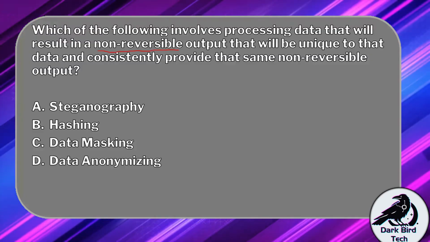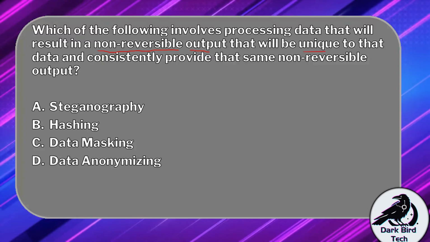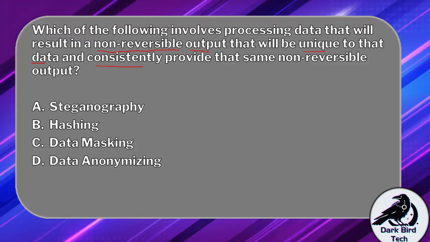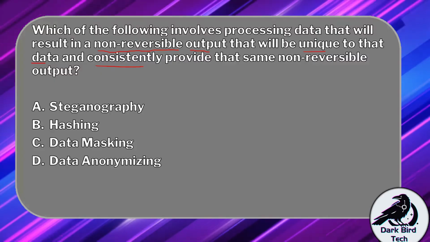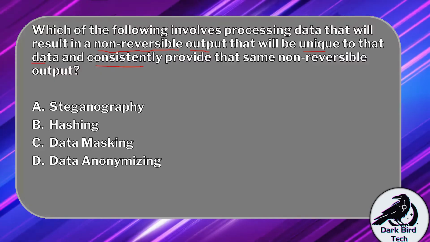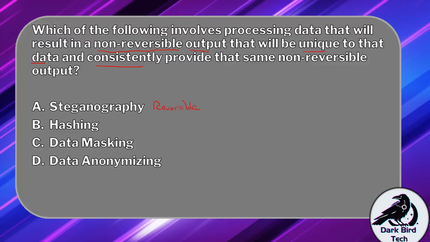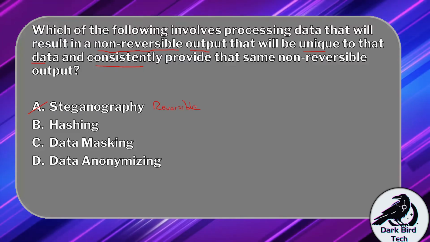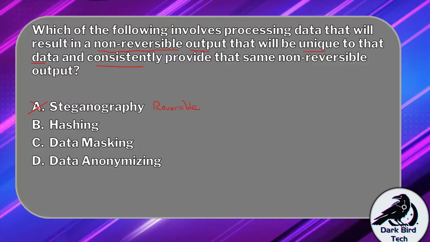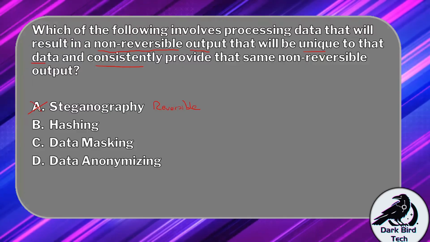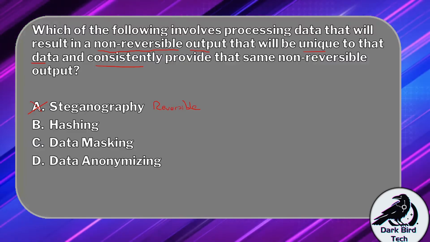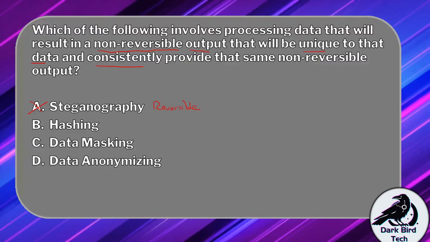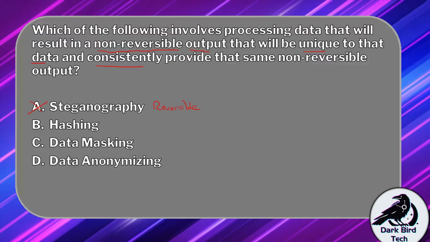Non-reversible output, unique to the data, and consistently provide that non-reversible output. In other words, probably always the same. Steganography, it is reversible. So because it's reversible, that's out of the game. Hashing, ticking most of those boxes. Hashing is not meant to be reversible, and if we salt the hash values, definitely won't be reversible. Hashing is also going to give unique values.